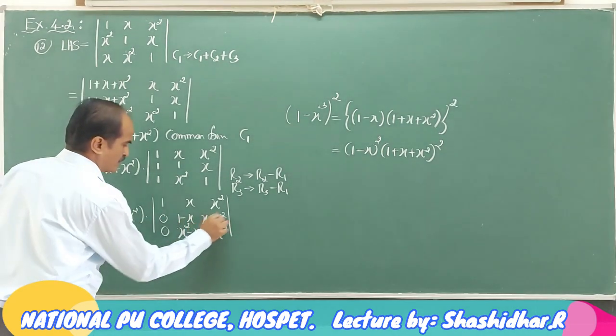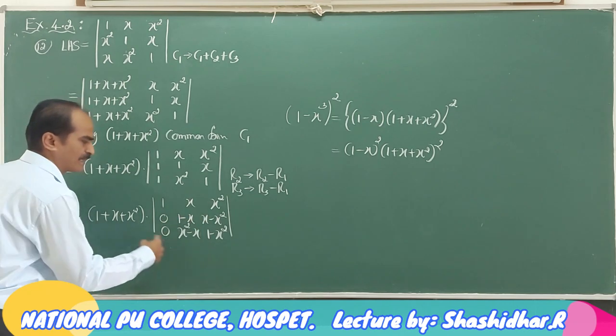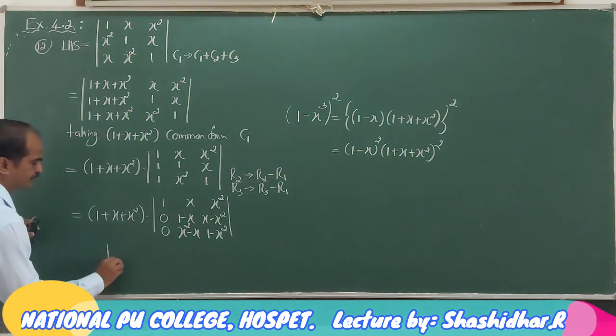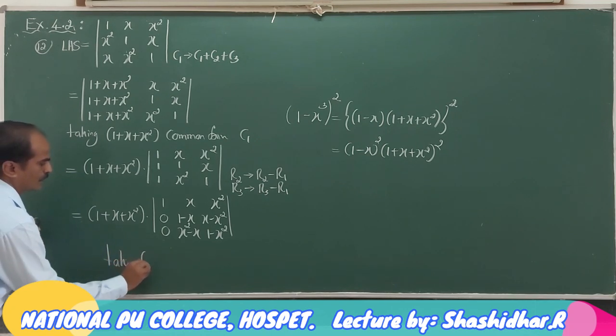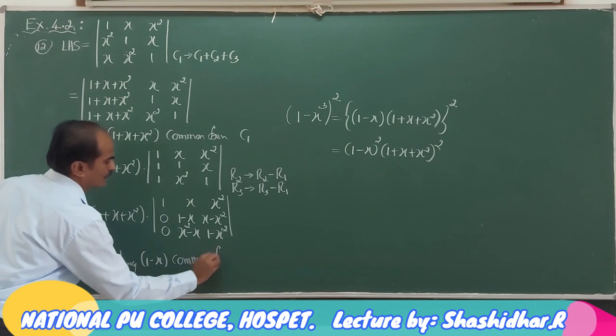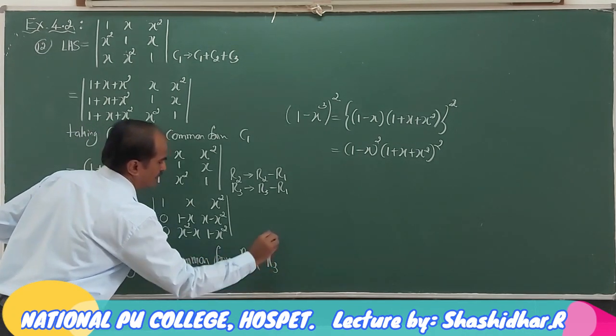Now, observe the second and third row elements. Definitely 1 minus x factor is there. So, taking 1 minus x common from R2 as well as R3.